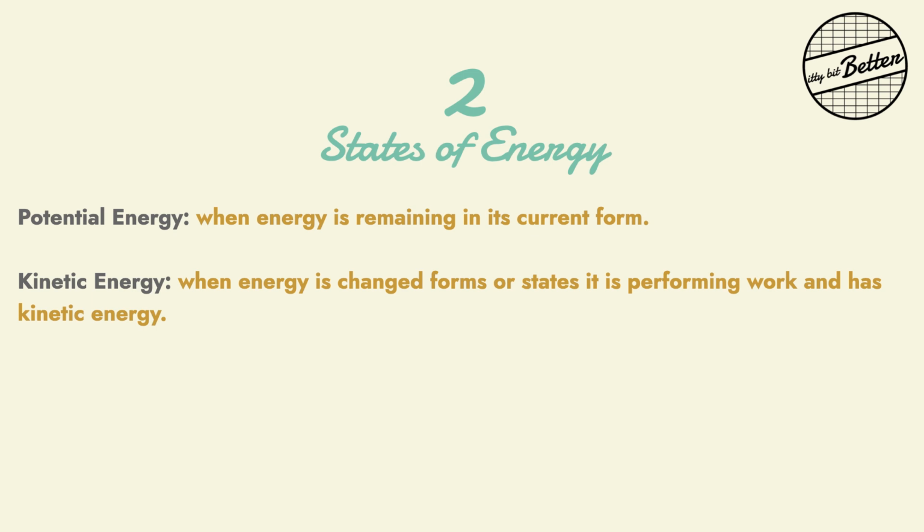This is probably a refresher for you, but let's go through it quite quickly to refresh your memory. The 2 different states of energy are potential energy and kinetic energy. These probably sound familiar from school. Potential energy is the amount of energy the object has when it's remaining in its current form. Kinetic energy is the amount of energy an object has when it's changing forms. And remember, energy can't be created or destroyed, so it's either staying put or it's changing.